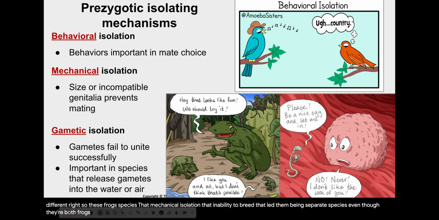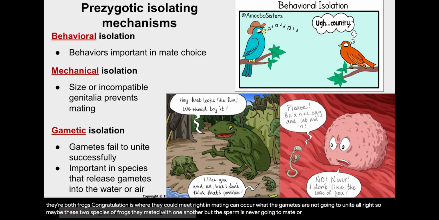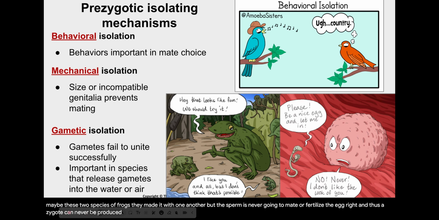Gametic isolation is where they could mate. Mating can occur, but the gametes are not going to unite. Maybe these two species of frogs mated with one another, but the sperm is never going to fertilize the egg, and thus a zygote can never be produced. Gametic isolation is more important in organisms that just release their egg and sperm, say, into water or into the air, and hope it connects with another of the same species.